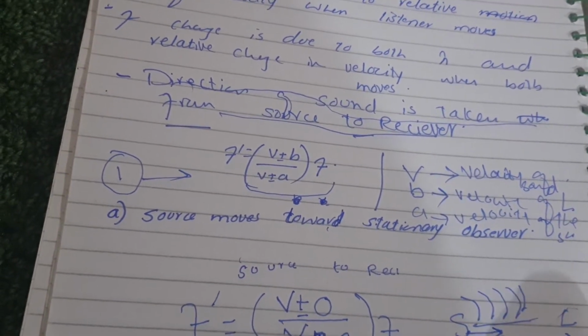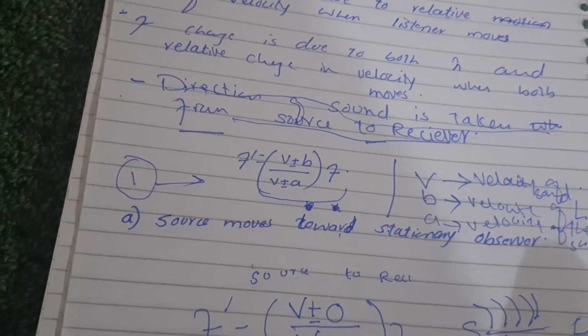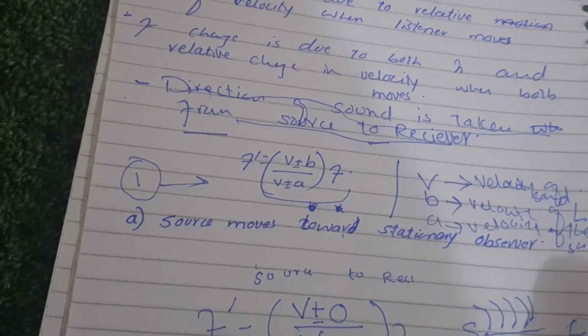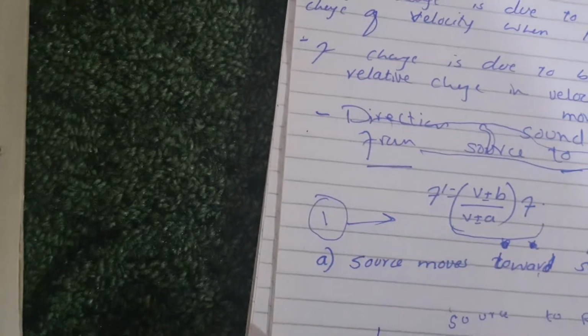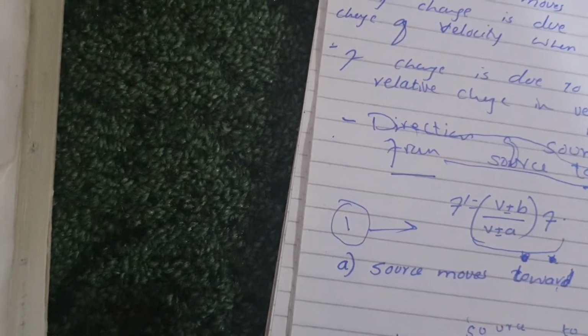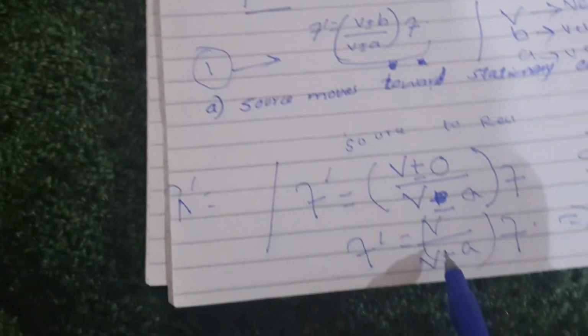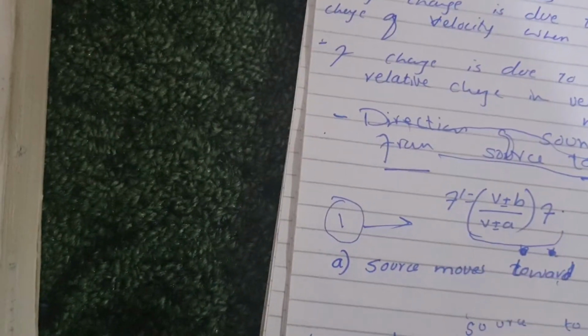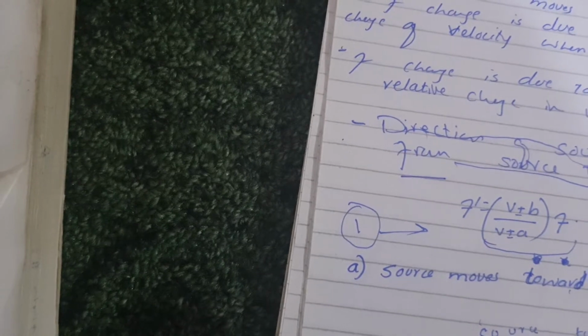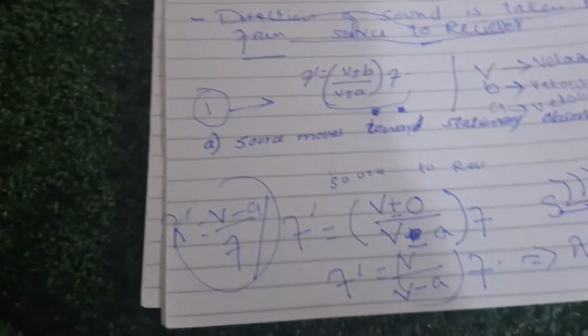As I have told you, the original wavelength is lambda equal to v divided by f. So what would be the new wavelength? The new wavelength would be lambda dash, which is v minus a, since it is due to the source, so v minus a into f. This is one of the most important formulas.